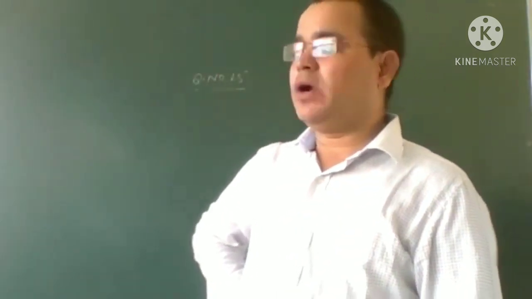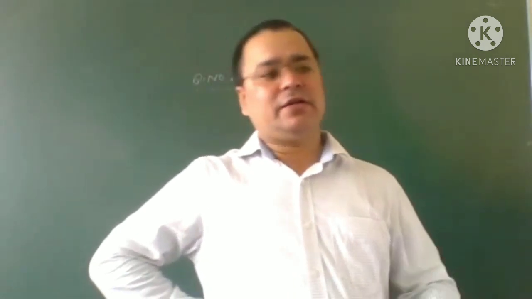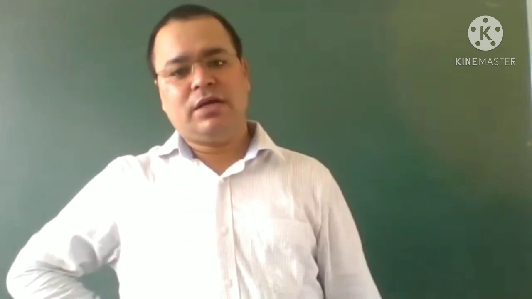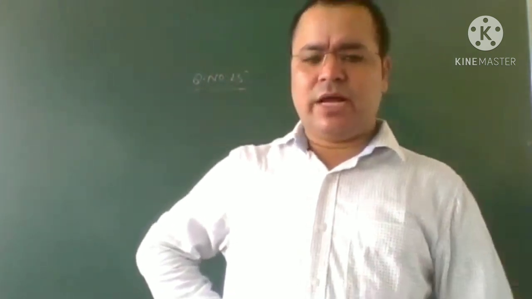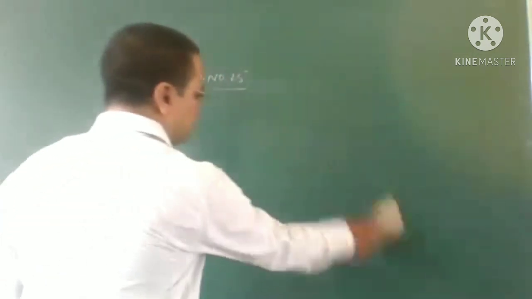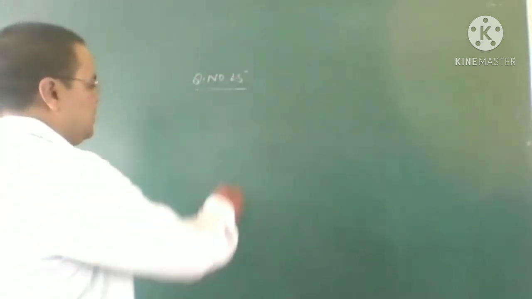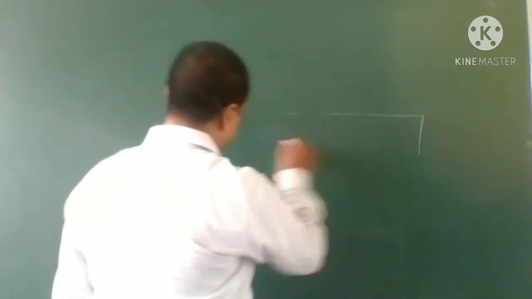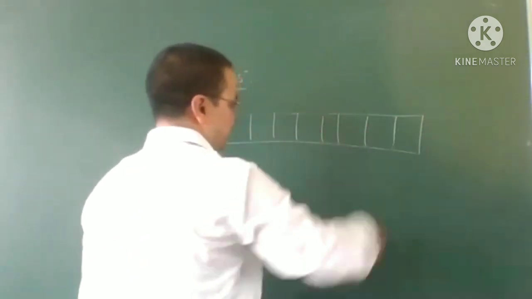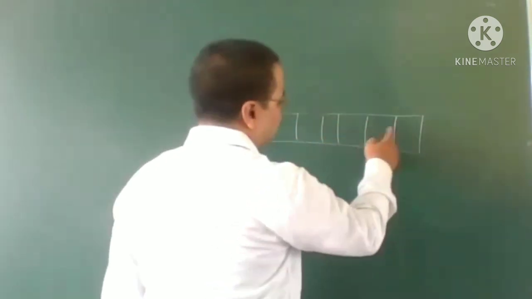Now the total number of letters is 8. Out of 8 letters, 5 are vowels. Then how many letters are consonants? 3. There are 3 consonants, that is Q, T, and N. Getting? Now let us again see, there are 8 places: 1, 2, 3, 4, 5, 6, 7, 8.